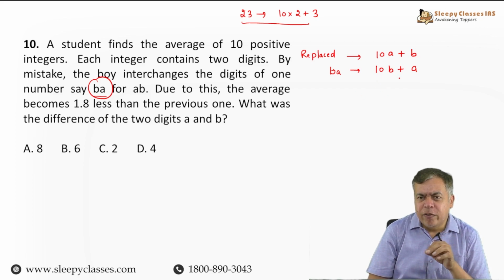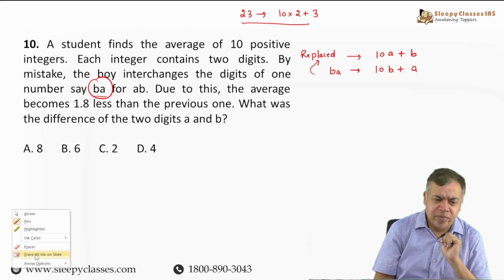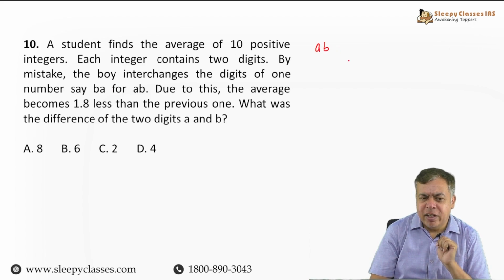Okay, now instead of 10B plus A, the replaced one is 10A plus B, right? The average is reduced. Okay, wait a minute. We will write it again. The original one was BA, which was 10B plus A, and we replaced it as AB, which is 10A plus B.